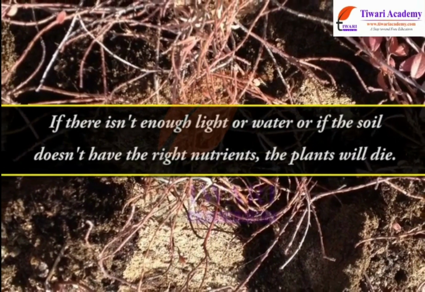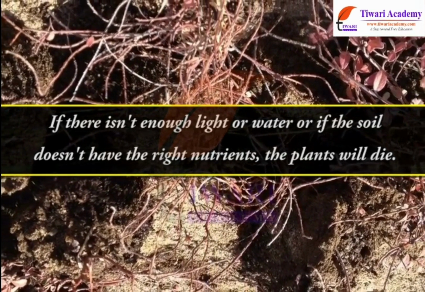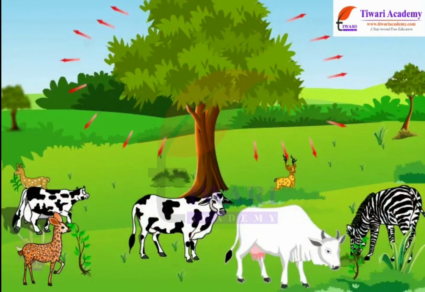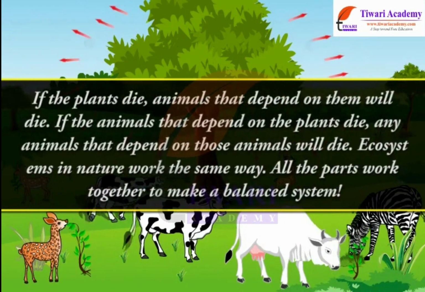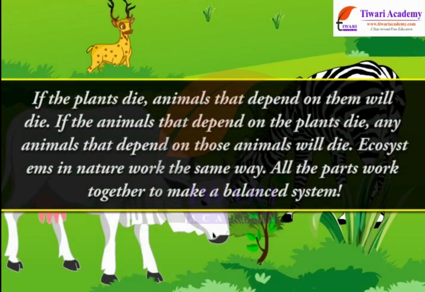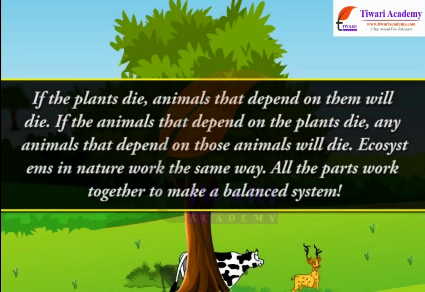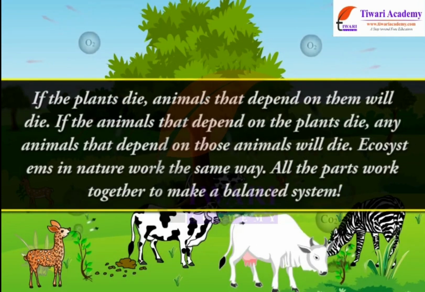If there isn't enough light or water, or if the soil doesn't have the right nutrients, the plants will die. If the plants die, animals that depend on them will die. If the animals that depend on the plants die, any animals that depend on those animals will die. Ecosystems in nature work the same way. All the parts work together to make a balanced system.